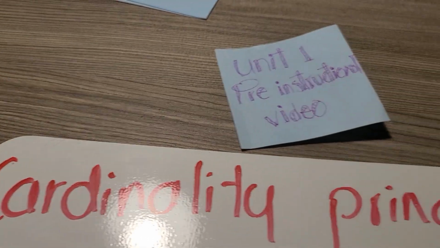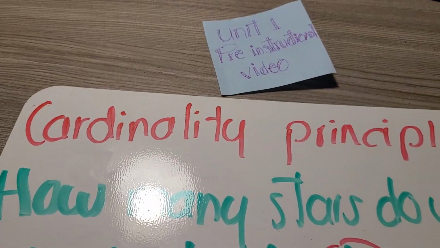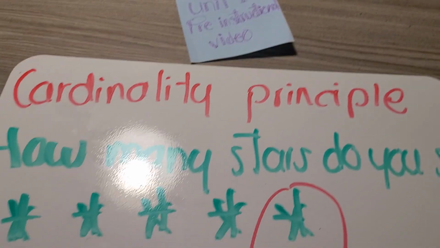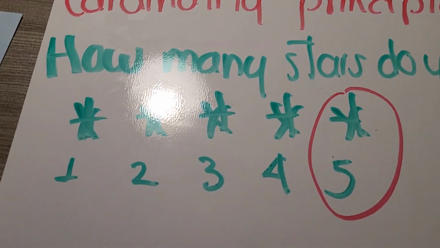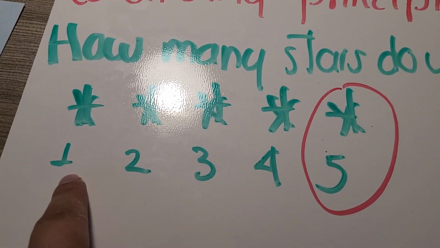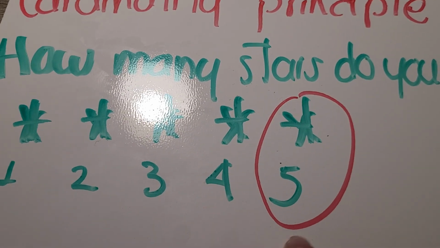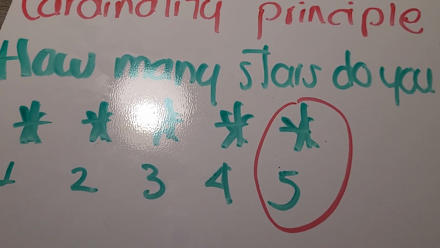How do I teach cardinality principle? First, I ask a question like, how many stars do you see? Then I draw them, then I write the number and I start counting them like 1, 2, 3, 4, 5. The last number I say is the total.